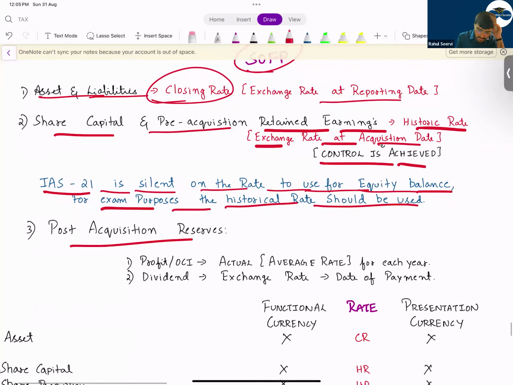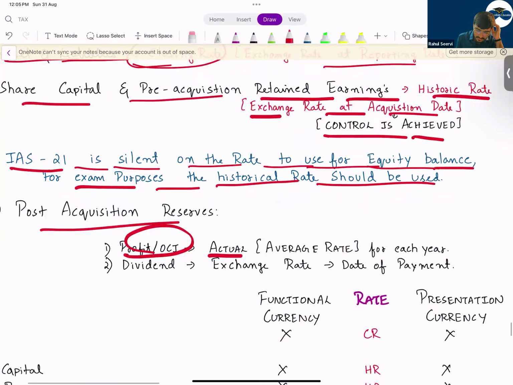And then post-acquisition reserves. Profit or loss and your OCI, you will convert at the average rate for each year. Dividends, you will convert at the exchange rate on the date the payment is done.